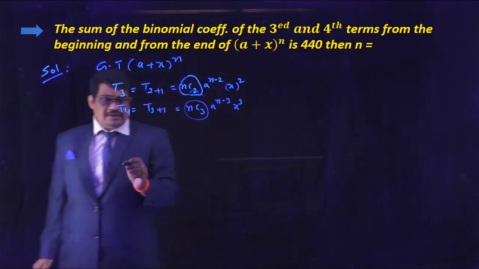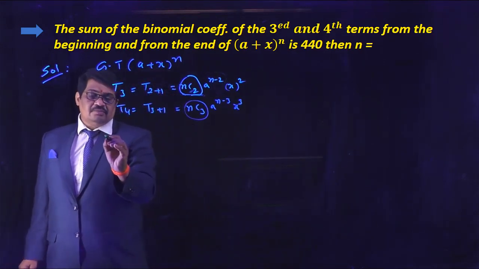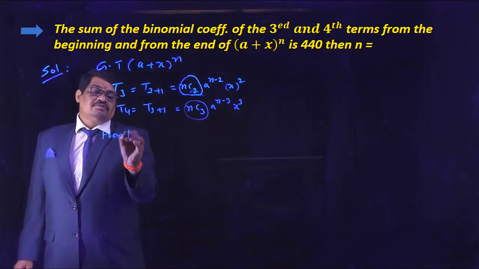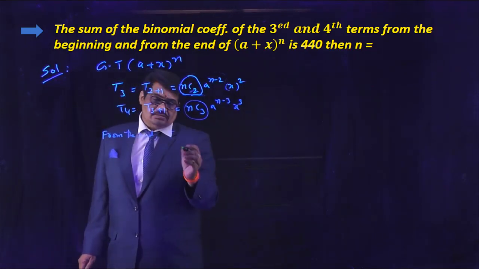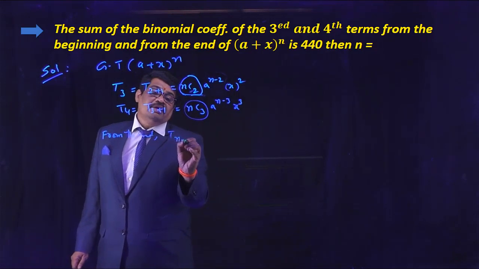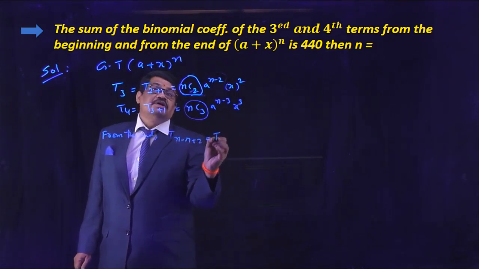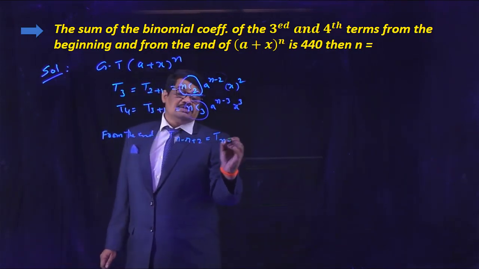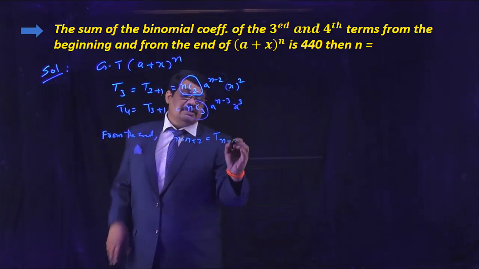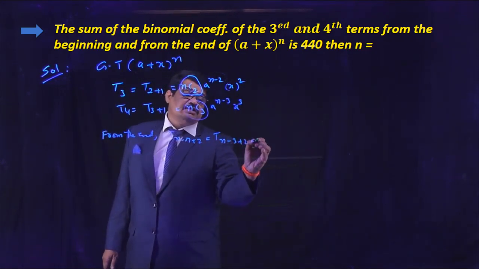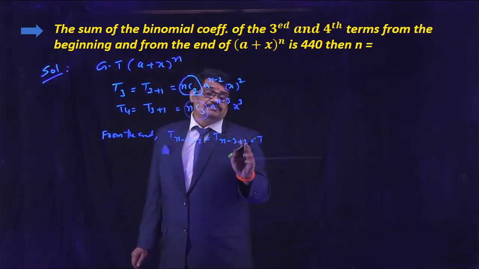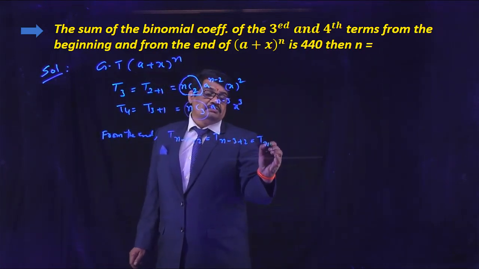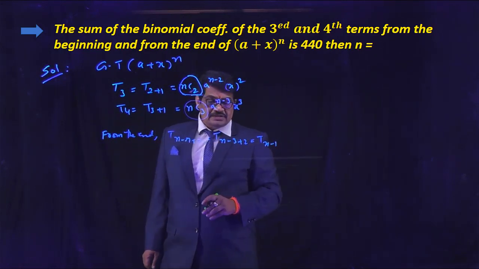Now we are writing the terms from the end. What is the third term? That is T(n minus r plus 2). Here r is the third term, that is 3 plus 2. That is the term T(n minus 1).